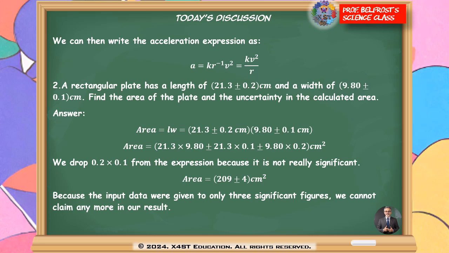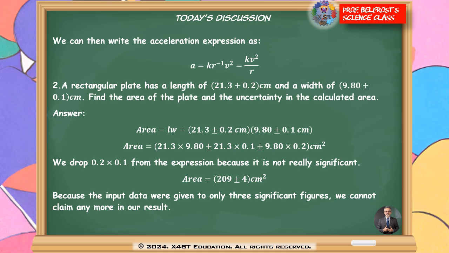As we know, area is just the product of length and width. So we just need to multiply the given information, and let's see. We have the result now, and please notice that the term 0.2 times 0.1, I dropped it because it will give us a really small value, which is not significant, and that will not be counted.